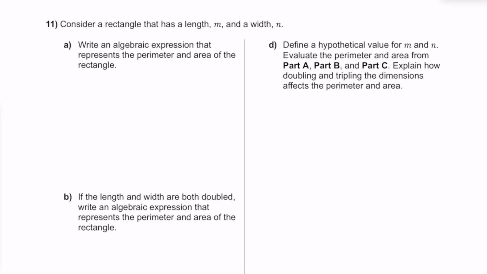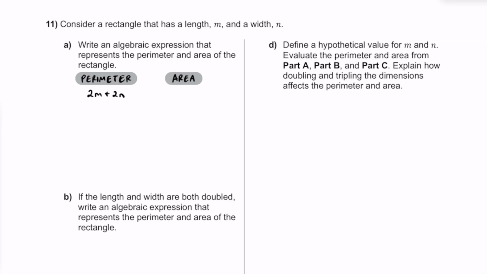All right, so in number 11, we have a rectangle. We know the length is going to be represented by m and the width is going to be represented by n. So we're going to go ahead and write an algebraic expression that represents the perimeter of this rectangle using m and n, as well as the area of this rectangle. So for the perimeter, we can just go ahead and say it's going to be 2 times m plus 2 times n. This right here would tell us the perimeter of this rectangle.